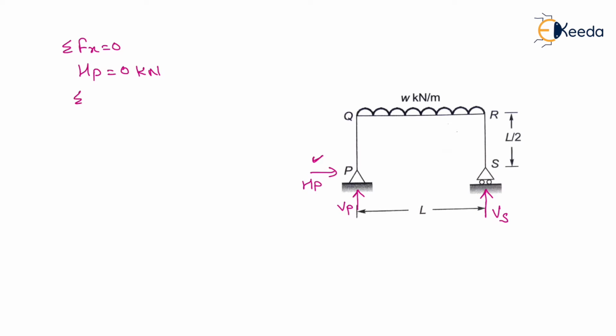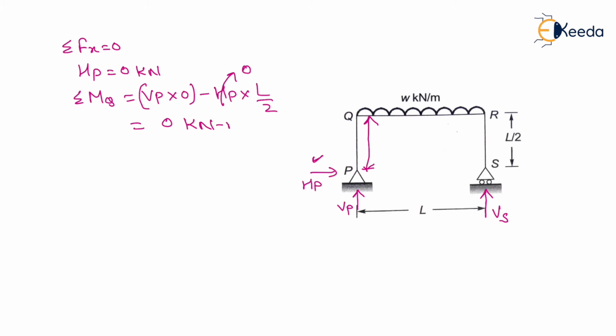Now for finding the bending moment at Q, we need to take the moment of all the support reactions from P. So due to Vp, its value will be Vp into 0 because the perpendicular distance is 0, and due to HP it will be minus HP into L by 2 due to this perpendicular distance. Now we know that the value of HP is equal to 0, so the bending moment at Q will be equal to 0 kilonewton meter.